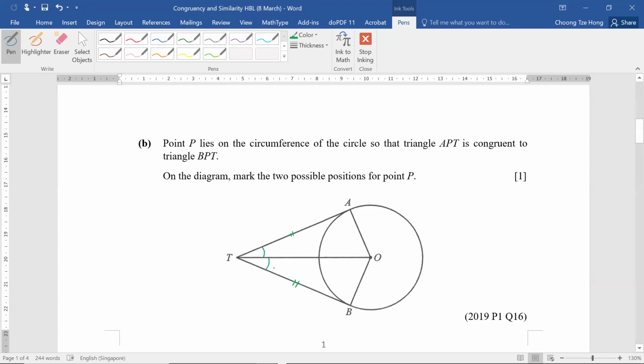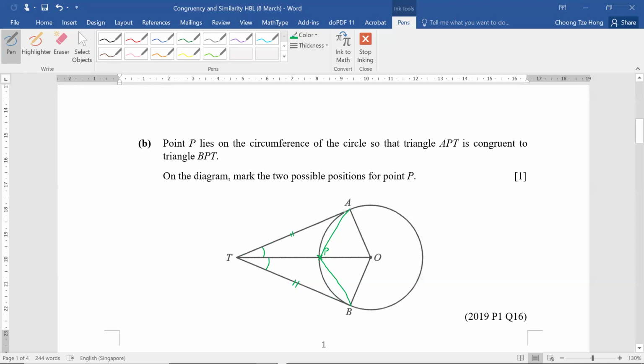So now we need to identify the possible location for the point P, such that the two triangles APT and BPT are equal. I think for this question, it's rather obvious where the answer is going to be. One of the positions of P is going to be over here. So why does this work? If I form the triangle APT over here, and BPT over here, these two triangles are definitely going to be congruent, because we can use the SAS test.